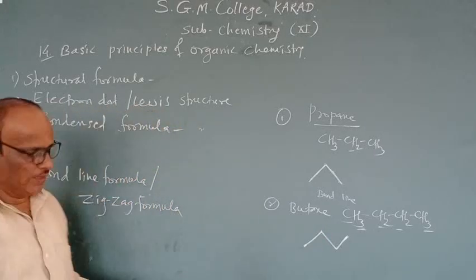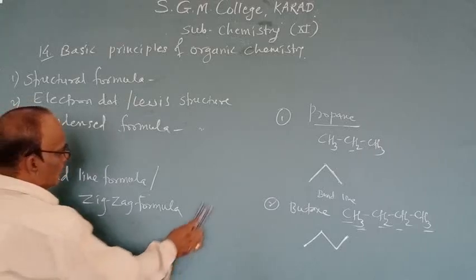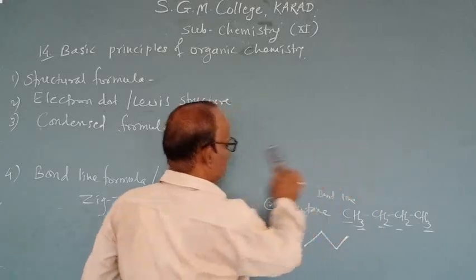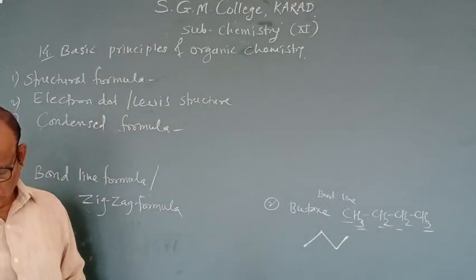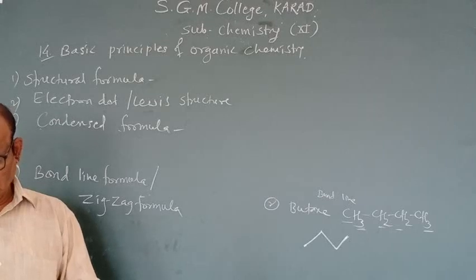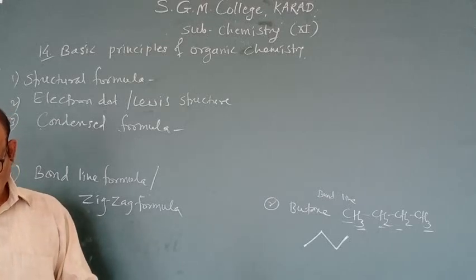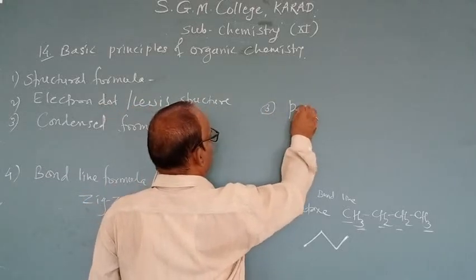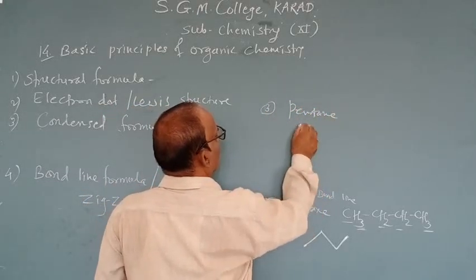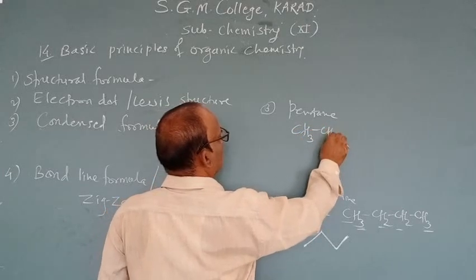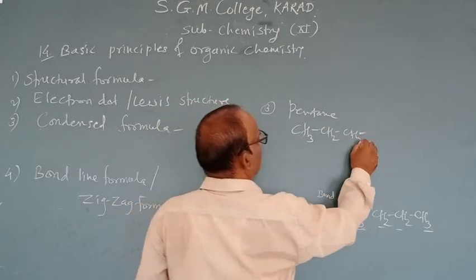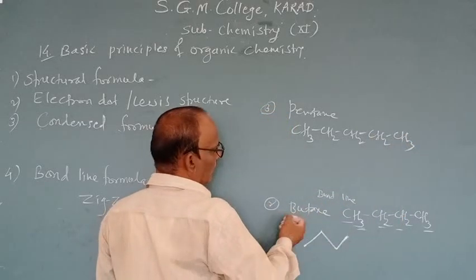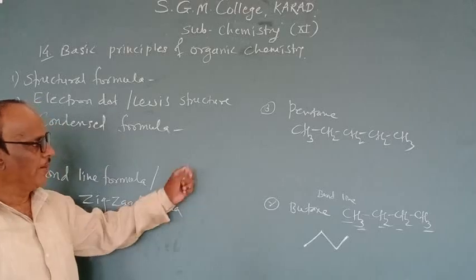So in this way we can write the bond line formula of any alkanes or any organic compounds. We take one more example. That example is pentane. In the case of pentane, there are 5 carbon atoms, CH3, CH2, CH2, CH2 and CH3. So how to write the bond line formula of this pentane?